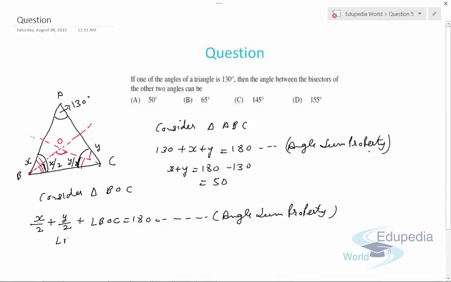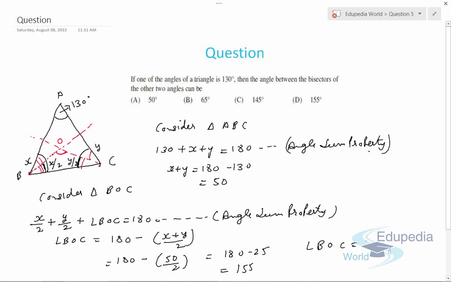So angle BOC will come to be 180 minus (x plus y) by 2. Now we know that x plus y is 50, so it is 180 minus 50 upon 2, which is 180 minus 25. So 180 minus 25 will be 155. So the answer will come out to be 155. So the angle BOC is 155 degree. Now let's move on to the next question.